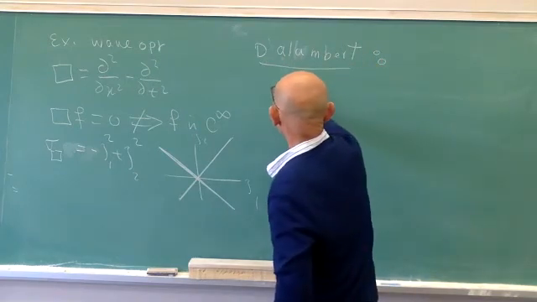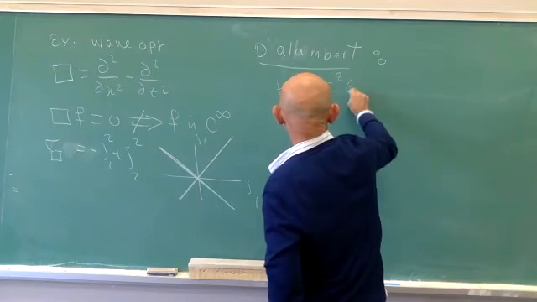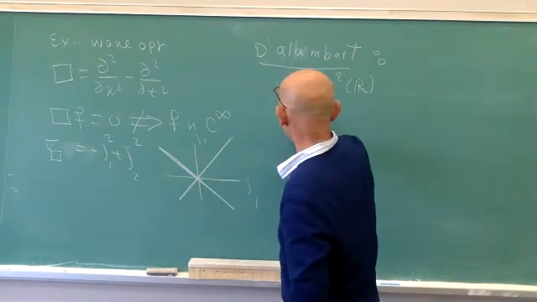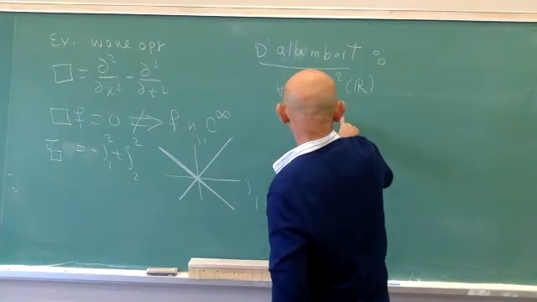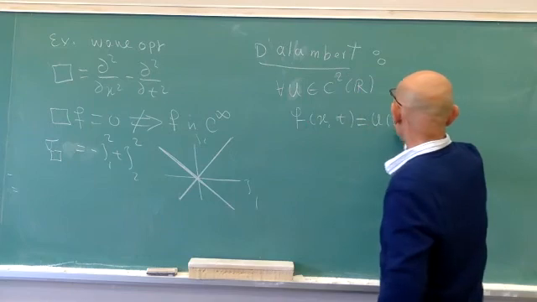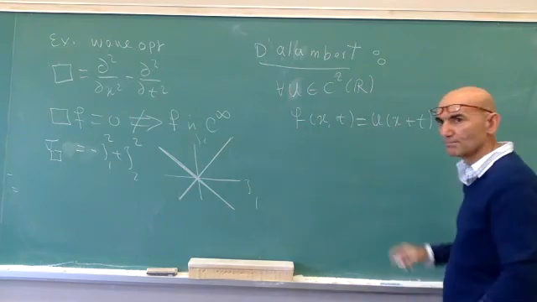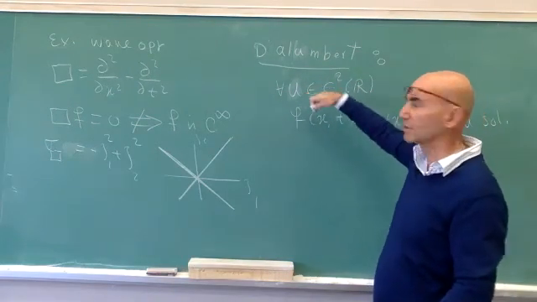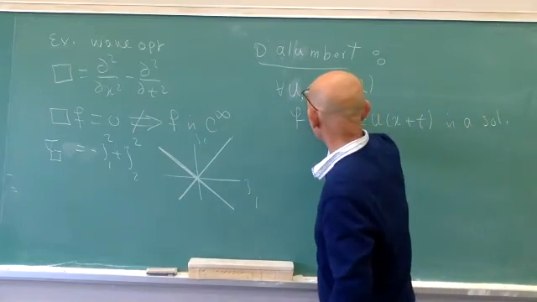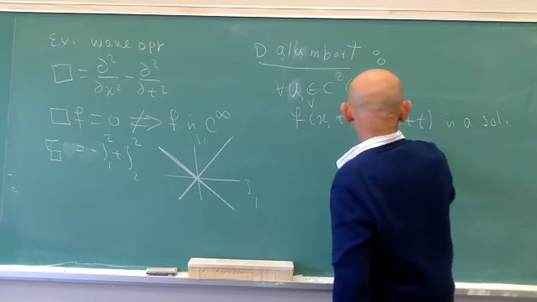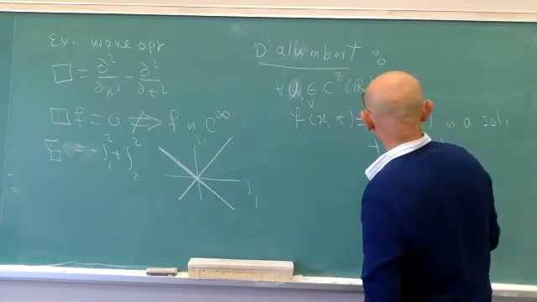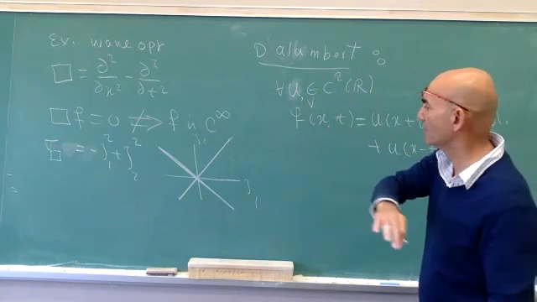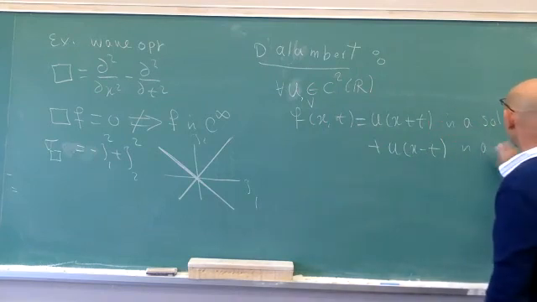For any U belonging to C2 of R, F of x and t equal to U of x plus t is a solution. In fact, D'Alembert found the general solution of such things. For any U and V, you can take linear combinations of U of x plus t and V of x minus t as a solution. So these are backward moving waves and these are forward moving waves, but okay, it's a solution.